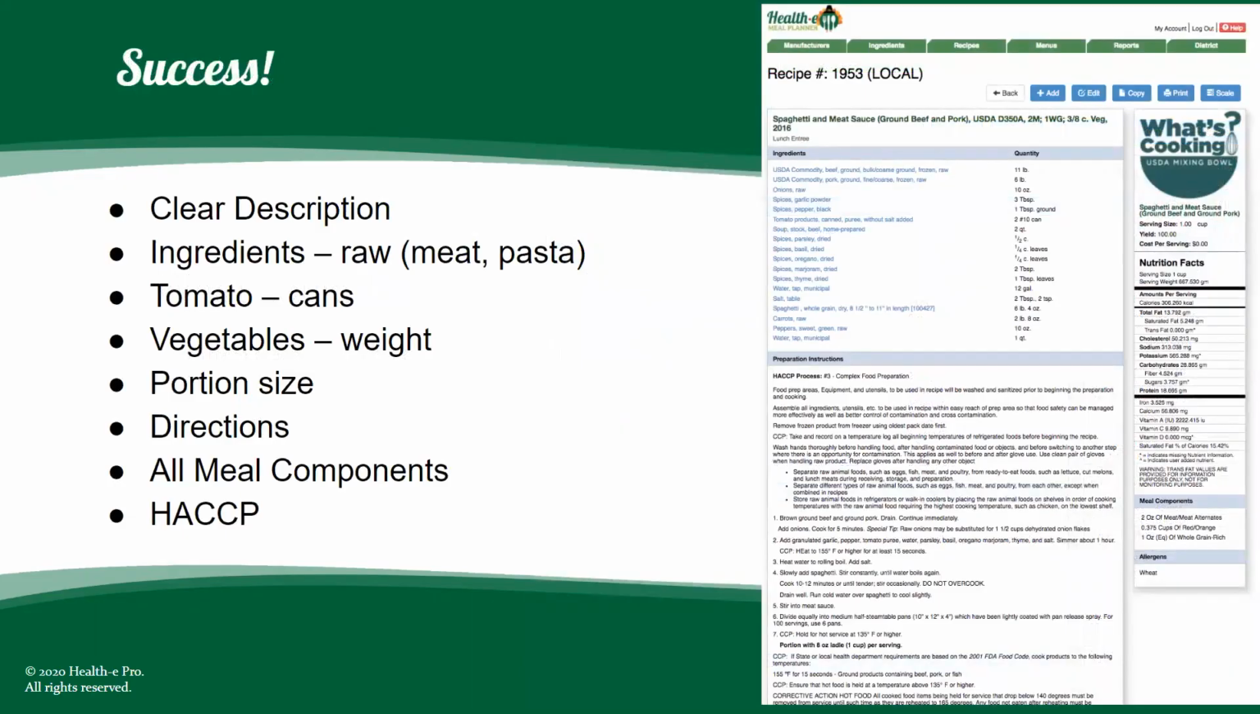That's much better. Here is the corrected recipe. This shows clear descriptions, ingredients like raw meat with the pasta, tomatoes and the vegetables. Portion size is specific. Looks like we've got some thorough directions here, and all the meal components are calculated and identified, and there is very clear HACCP information here.